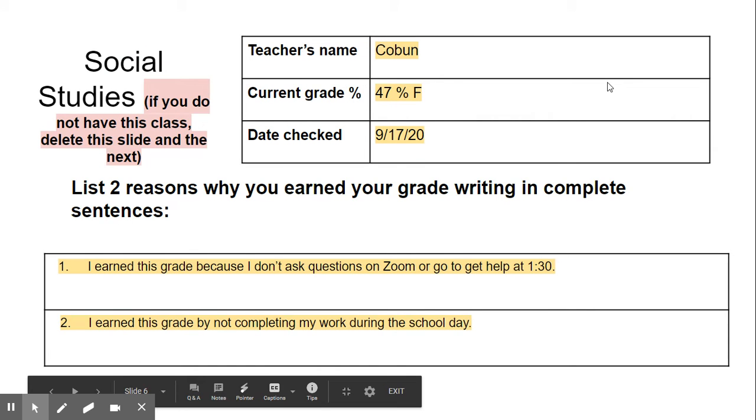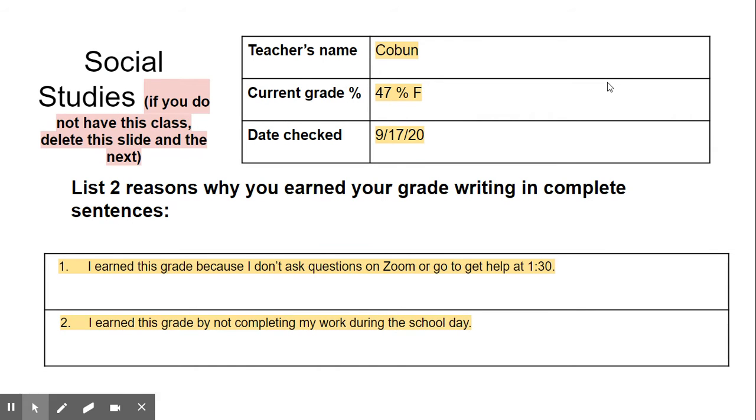Social studies. Now, some students don't have social studies, so if they don't, they would delete this slide. But again, pretending that I'm your student, I also have Mr. Coben for social studies, and unfortunately, I'm getting a 47% F. And I know that you know that because you checked my grades and we talked about it.